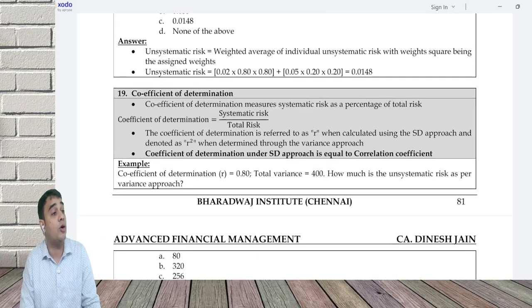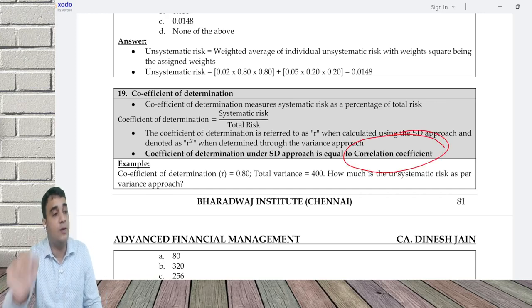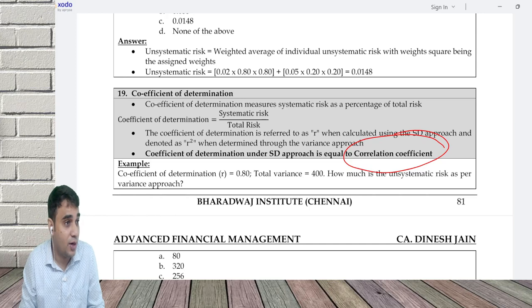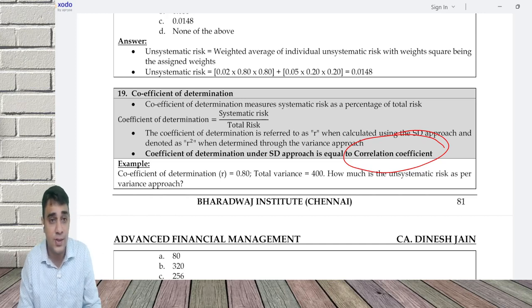The third element I talked about is the coefficient of determination. What is the coefficient of determination? Technically it is systematic risk by total risk. If you do it under the SD approach, it's called R. If you do it under the variance approach, it's called R square. Why is this critical? Because the question will give the coefficient of determination, and in brackets they'll mention R or R square. Accordingly, you do your calculation.